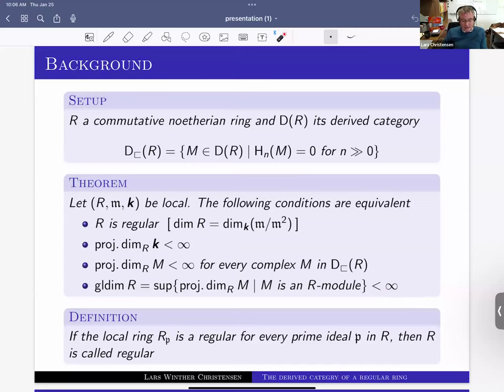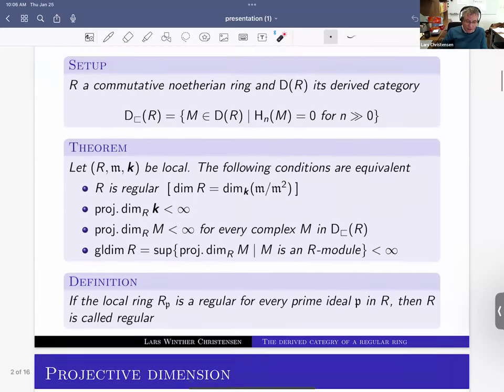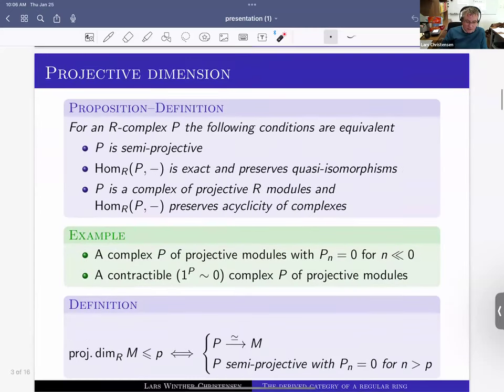And then, as usual in commutative algebra, a non-local ring is deemed regular if it is regular at every prime ideal, or, equivalently if you wish, at every maximal ideal. Regularity is defined locally. I'm interested in the derived category, which means that I have to talk not only about modules, but about complexes, and modules, of course.